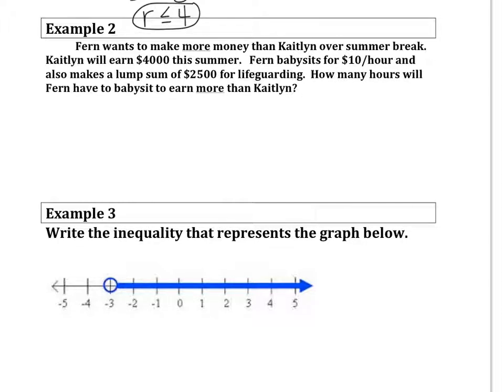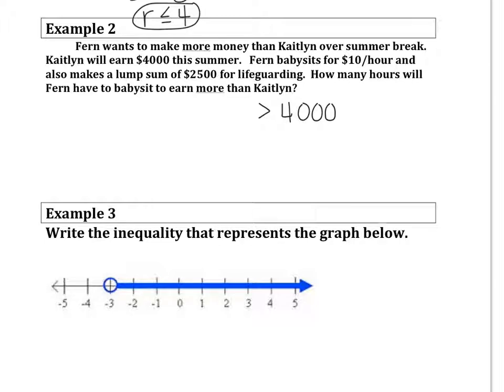The key word here is more, meaning greater than. She wants to earn more money than Caitlin. Caitlin, we know, is going to make $4,000. To make more than that is going to be greater than. We could put or equal to, but she wants to make more, not equal to, Caitlin.